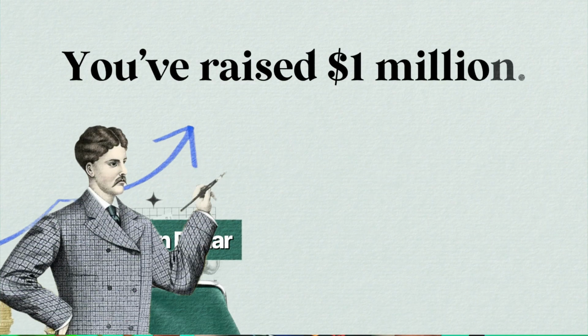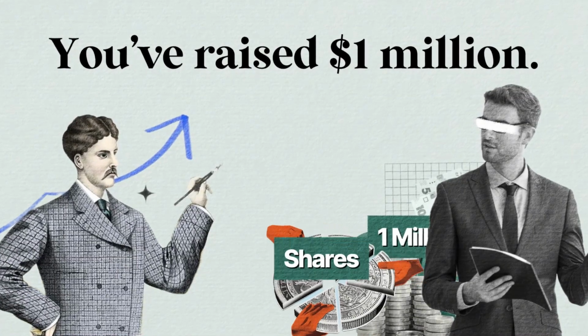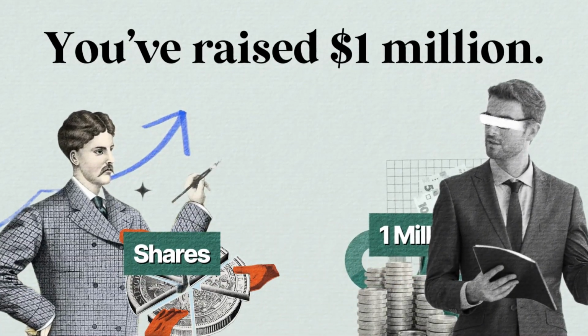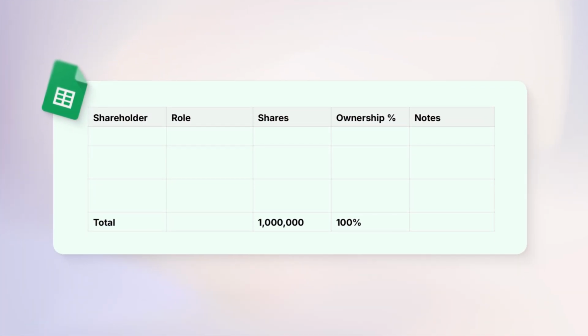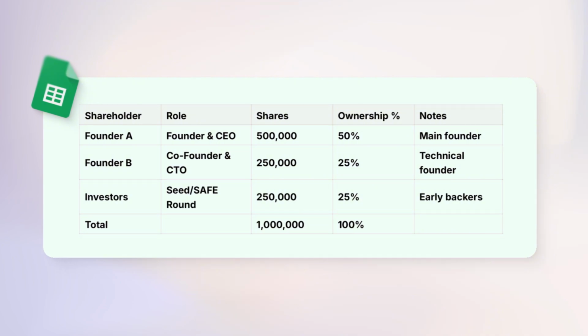Let's say you raise $1 million from new investors. They put in the cash and in return, they get new shares. That means your ownership slice shrinks, or as investors like to call it, it dilutes. Dilution is covered in another video. For now, we'll stay on cap table. Maybe now your cap table looks like founder A 50%, founder B 25%, and investors 25%. It's the same company, it's the same pie, but the slices are now cut differently.